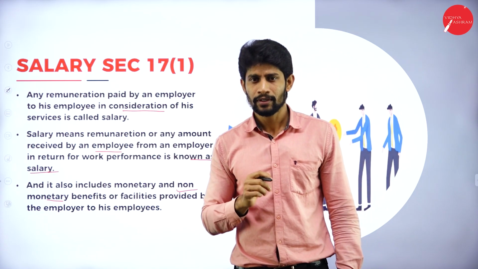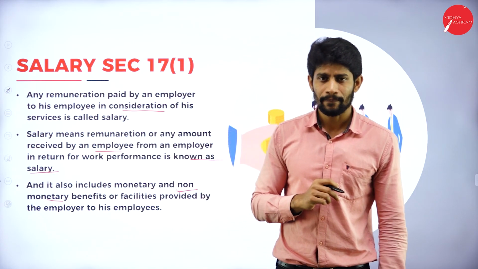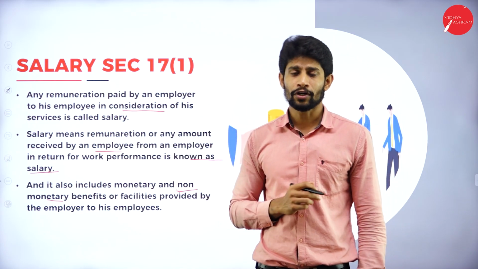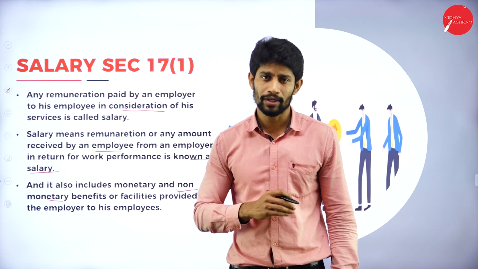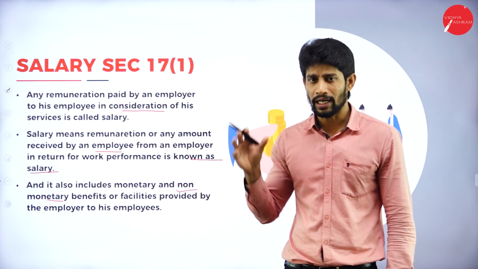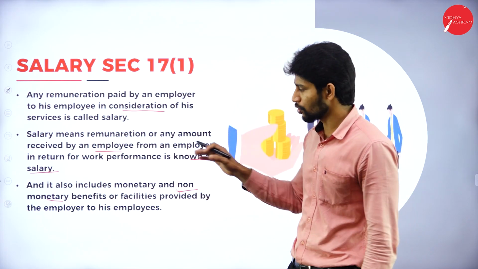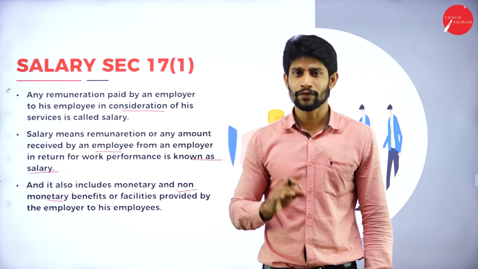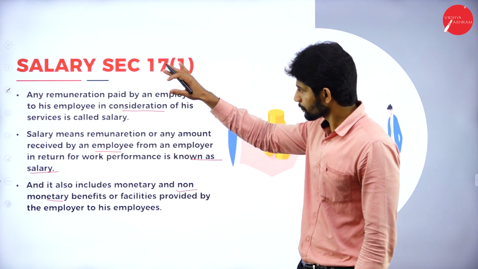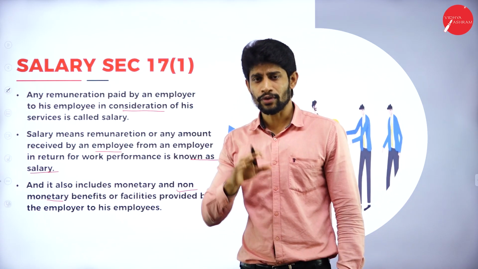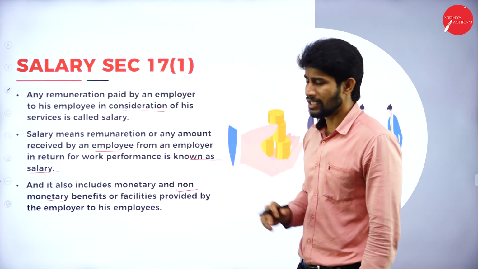For example, they provide car facility, right? They provide rent-free accommodation, that is quarters facility, right? They provide uniform allowances. So these other allowances and facilities are also to be considered as salary for the purpose of computation of income from salary with respect to income tax. I hope all of you understood the meaning of salary.